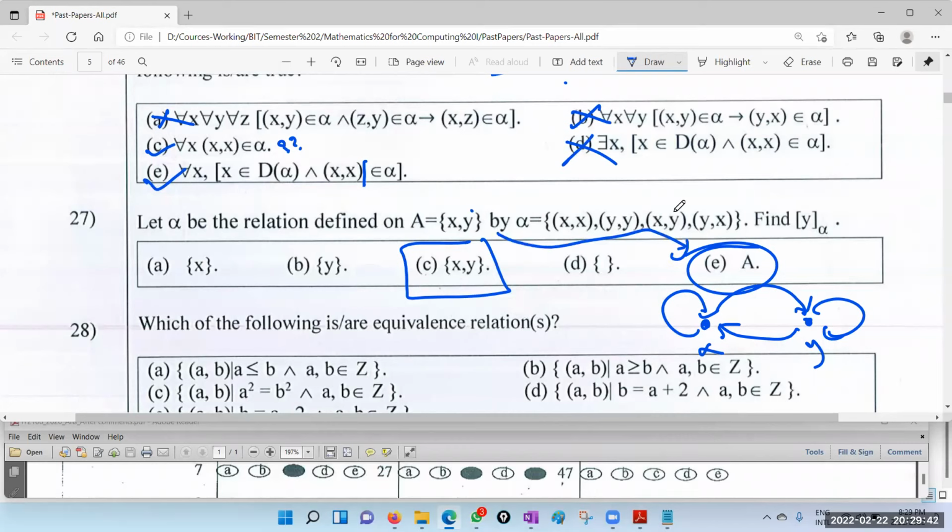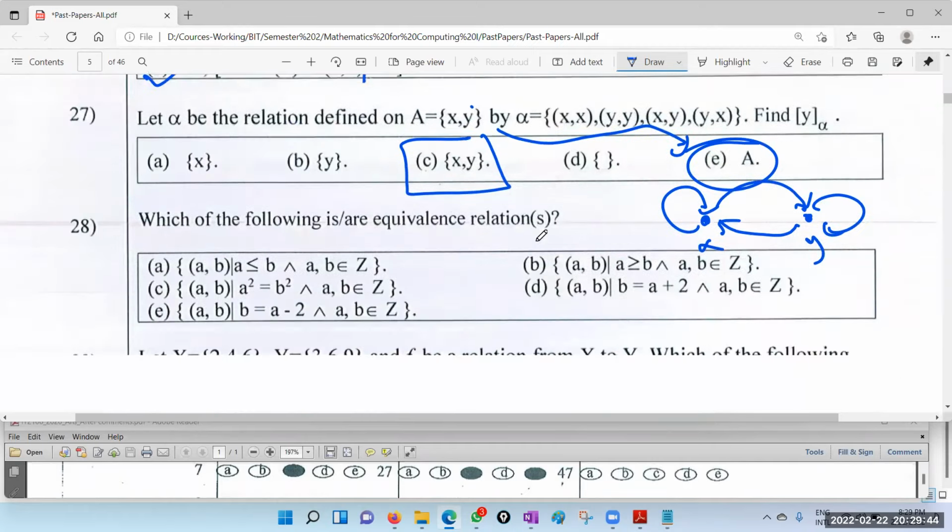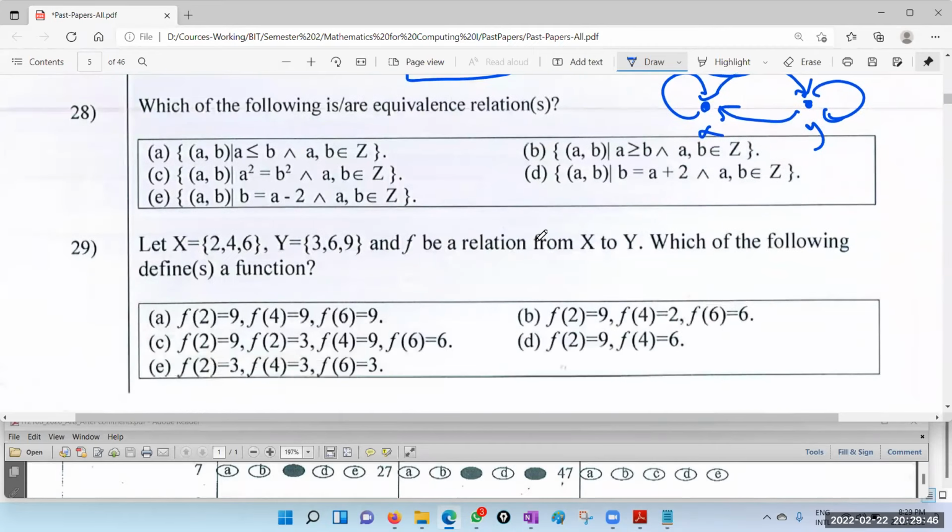Right. So that is also answer. Right. 28. Which of the following are equivalence relations? Right. Equivalence means it must be symmetric, reflexive, and transitive.